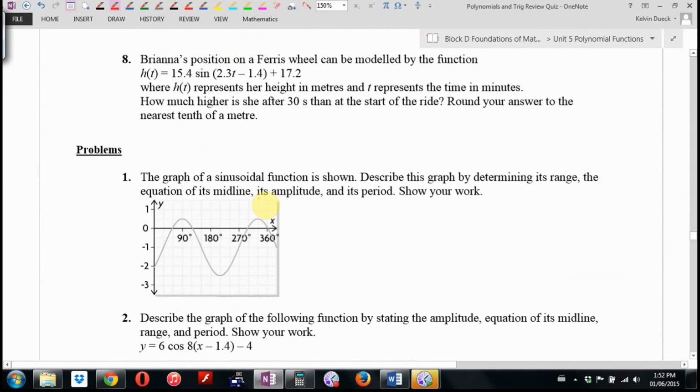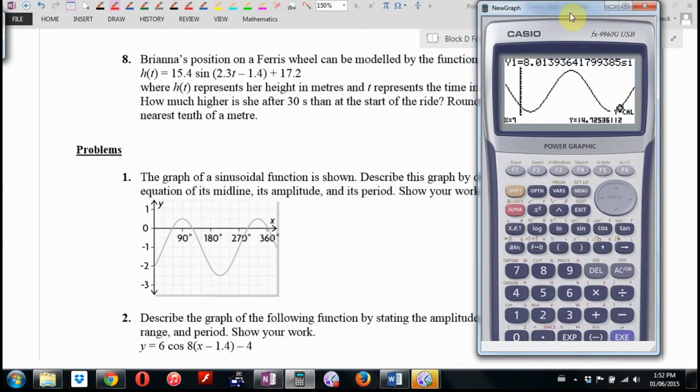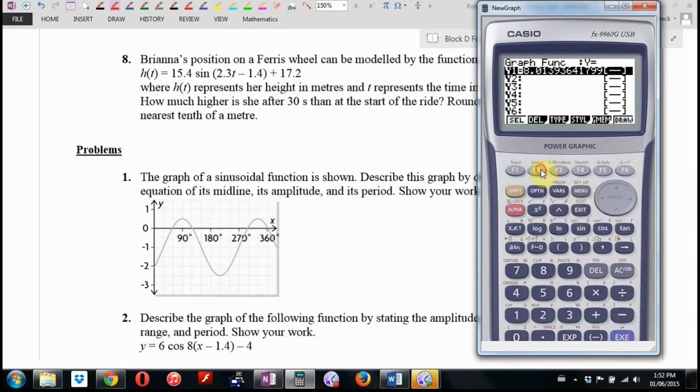Brianna's position on a Ferris wheel can be modeled by this function here, where t represents the time in minutes. Okay, I'm going to carefully type this into my calculator. Exit. Delete this. 15.4 sine bracket 2.3 x, because I don't use t, take away 1.4, close bracket, plus 17.2. There's my equation. View window.